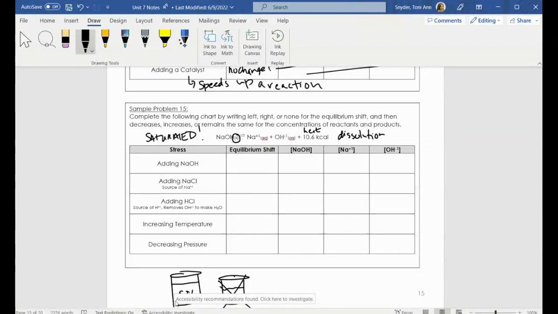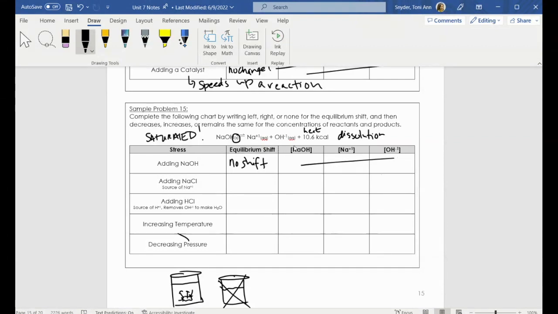I can't dissolve more sodium hydroxide in this saturated solution because it's already met its equilibrium. And we notice that this is a solid. So in this case, adding sodium hydroxide has no shift. There's no change here, right? And that's why solids are not affected: if I add more solid, it's not going to force sodium hydroxide to become more soluble. It's already maxed out. So in that case, there is no shift.